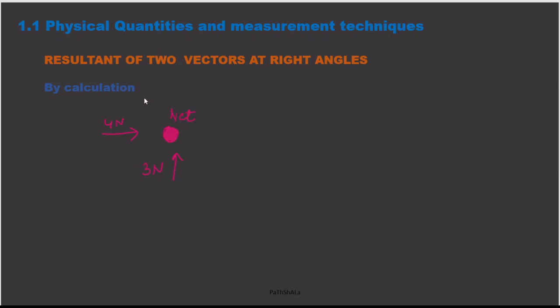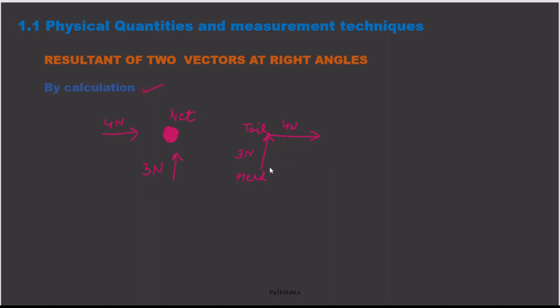So how will we find that using calculation? We'll use the head to tail method. What does head to tail mean? Let's draw the first vector, which is 3 Newton. The point where you start the vector is the head and where you draw the arrow is the tail. Now take the second vector. The head of one should be matching with the tail of another. So this is my second vector, which is 4 Newton. You can say the tail of the second is coinciding with the head of the first.